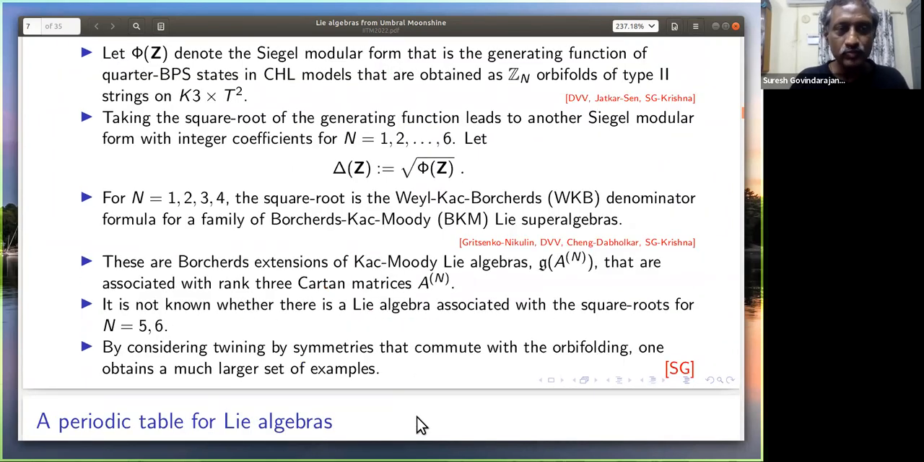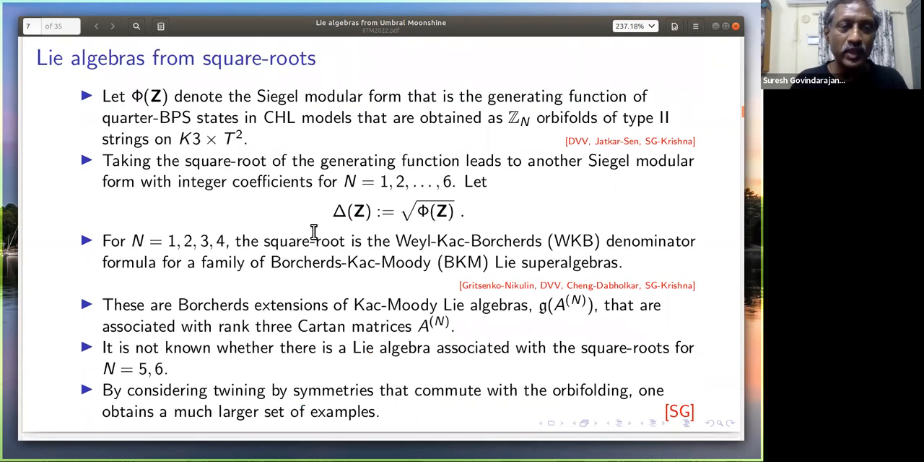Okay. So let me tell you how we came across these guys. Let phi denote the Siegel modular form that is the generating function of quarter BPS states in some CHL models. These were constructed by Dijkgraaf, Verlinde, and Verlinde first for one example, then Jatkar and Sen. And a few more examples were added to it by me and my student Krishna around 2008.